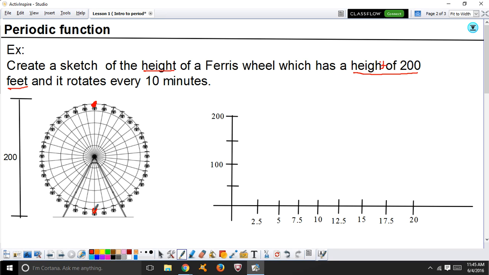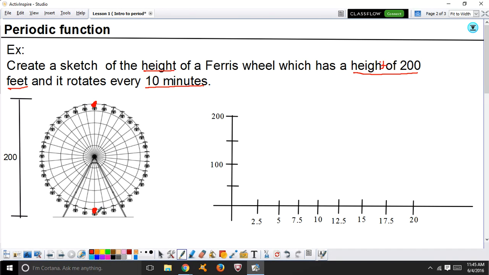So again, if we're looking at the height of the Ferris wheel, you start at the lowest point. That's usually when you get on a Ferris wheel. You increase your height until you reach the highest point, and then you go down as well. Now, it's telling us that the height is 200 feet, so we know that this whole Ferris wheel is 200 feet. And it's also telling us that it takes 10 minutes to have a full cycle.